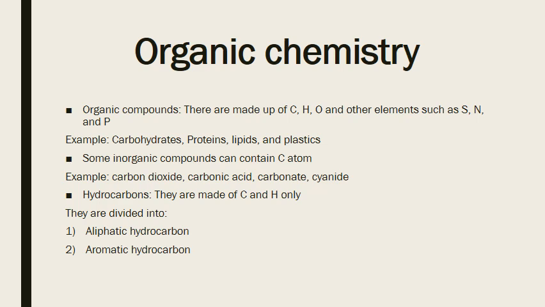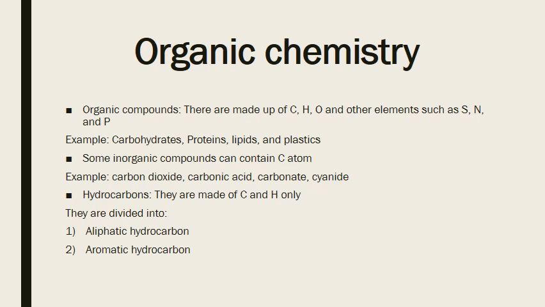These are the main ones, but other elements such as sulfur, nitrogen and phosphorus are also found in organic compounds. Examples of organic compounds are carbohydrates, proteins, lipids and plastics. We said that some inorganic compounds can contain carbon atoms, like carbon dioxide, carbonic acid, carbonate, and cyanide.